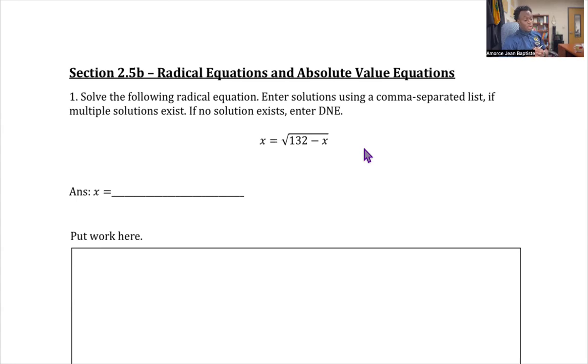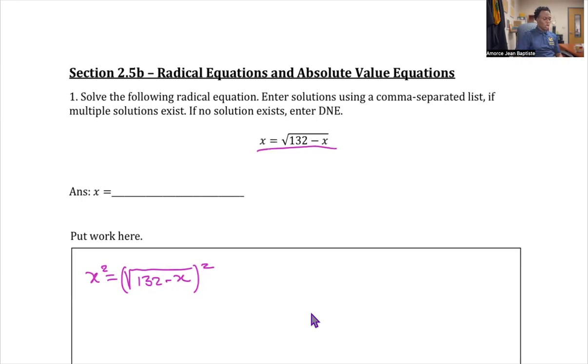But in this case, we're going to show you step by step how to solve, mostly when you have a radical equation where the radical index is even. So let's write the problem down here. The problem is x equals the square root of 132 minus x.